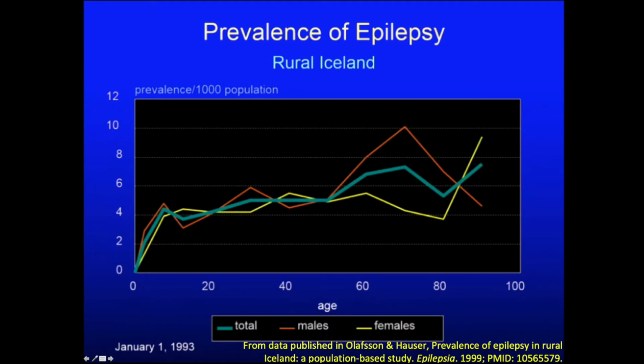Now, I do have a slide here just showing age and gender-specific epilepsy prevalence from a study which we did in Iceland. You can see, as one would expect, prevalence increases from childhood into adolescence. It is relatively constant across all age groups until you get into those over age 60, and then it tends to increase.